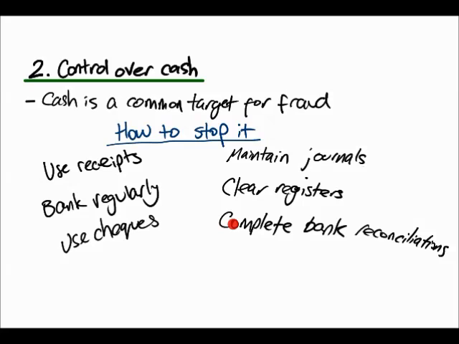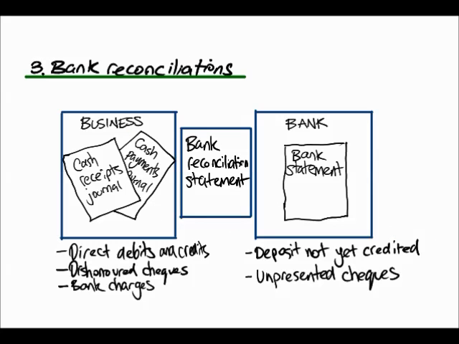Now, the final way you can control against cash fraud is by completing bank reconciliations. And now we're going to look at what that actually means, because these other ones, they're pretty straightforward. You know what they mean. You should know what they mean.